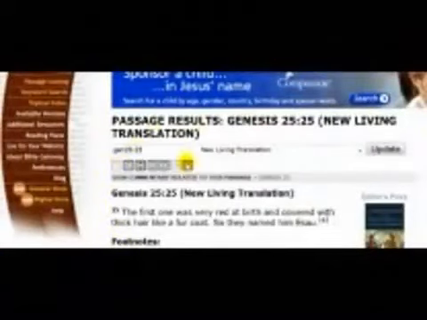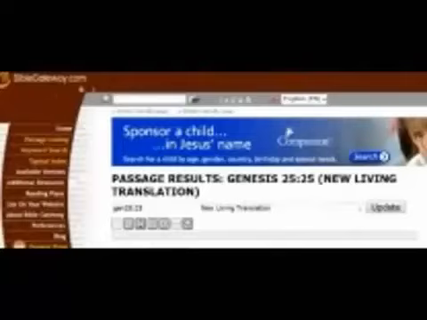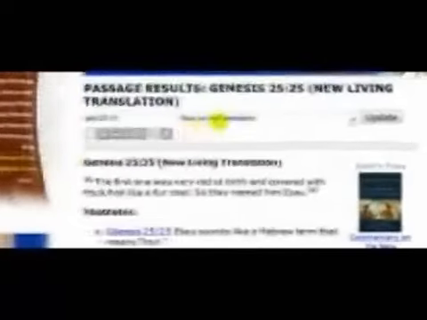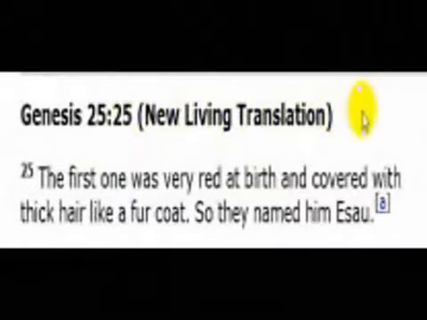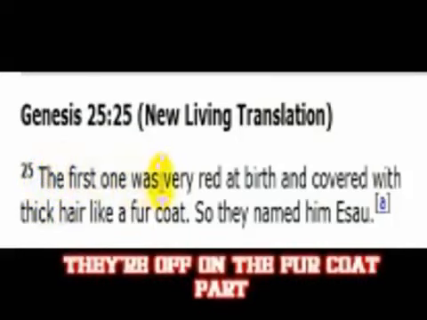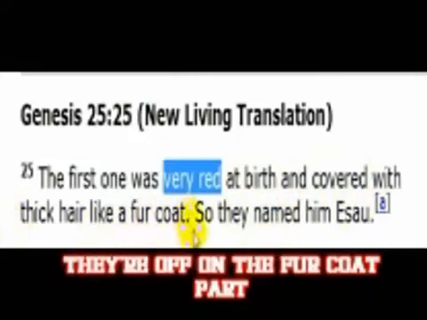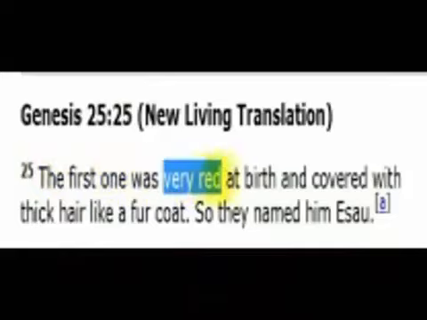Now this right here is on BibleGateway.com, and this is the New Living Translation. Like we said, we just use these books for reference, just to show you a point. Here is Genesis 25:25 in the New Living Translation, which they go off on this too, but at this point they are correct. It says the first one was very red at birth and covered with thick hair like a fur coat, so they named him Esau.